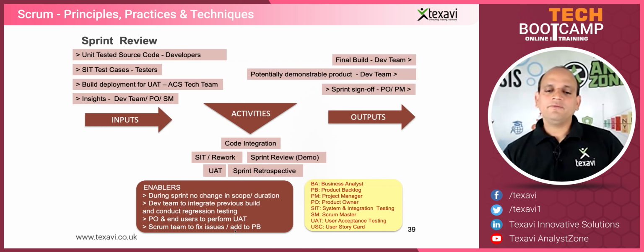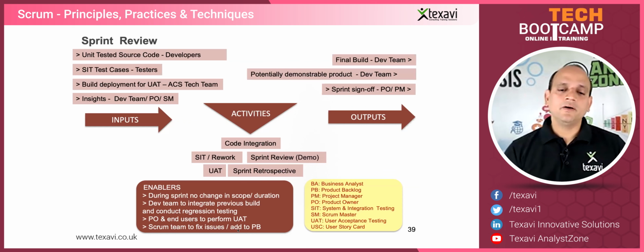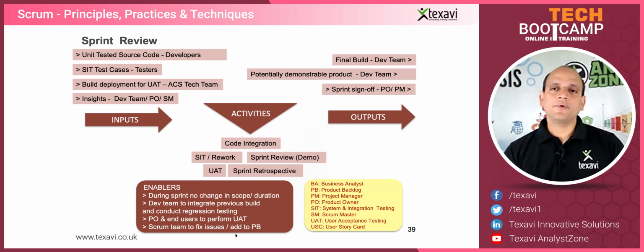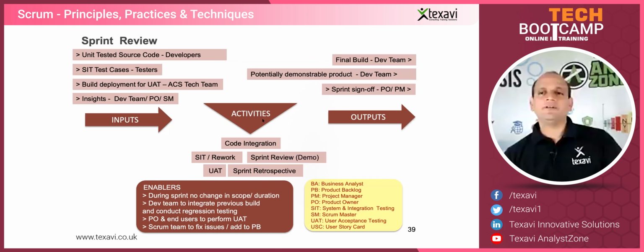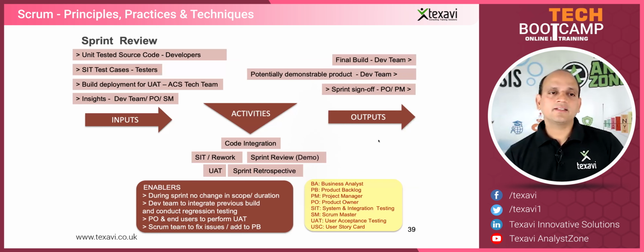Any defects or changes or anything recommended or coming out of this review go to the product backlog. And then we've got the final build as the output of the sprint review. We've got all of that done, a potentially demonstrable and shippable product that is ready by the development team. They do the demonstration. And then we've got the sprint sign off or review by the product owner. That's what gets done in the sprint review.